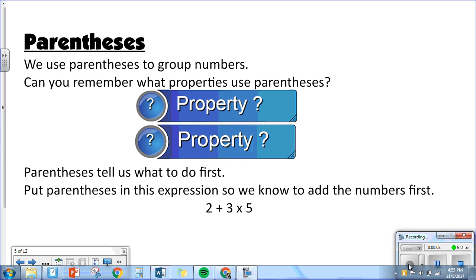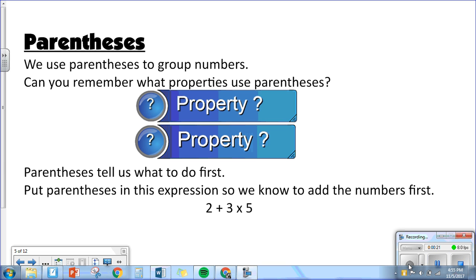Next, we're going to talk about parentheses. Parentheses are very important. They are what we use to group numbers. And we've talked about properties of addition and multiplication this year and in the fourth grade that use parentheses to group numbers.